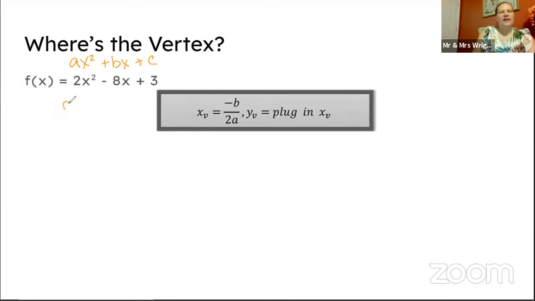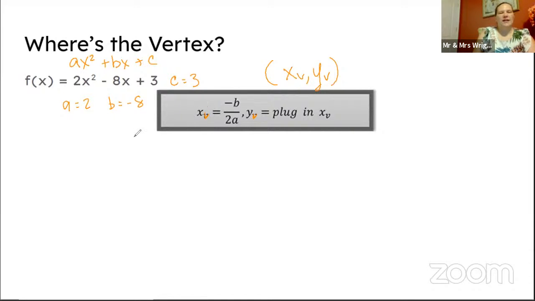So let's identify A. A is 2, B is -8, and C is 3. We didn't really need C. It's not in our formula. The V here, right next to the X, means it's the X of the vertex. And we have a V next to the Y as well. It's the Y of the vertex. Because remember, a vertex needs to be in an ordered pair: XV, YV. So we're going to get those two numbers.